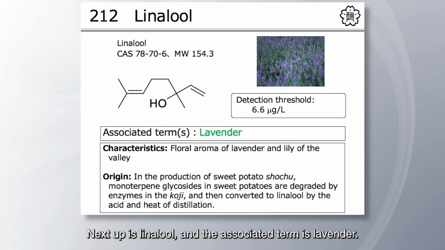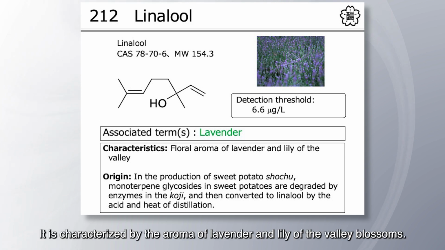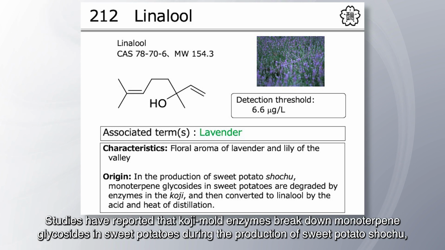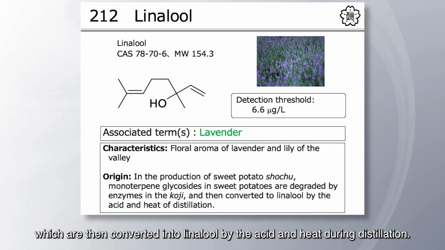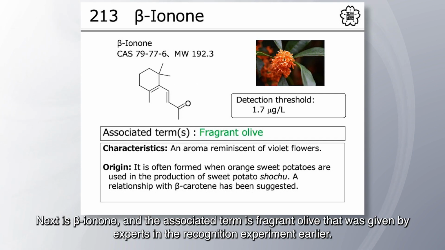Next up is linalool, and the associated term is lavender. It is characterized by the aroma of lavender and lily-of-the-valley blossoms. Studies have reported that koji mold enzymes break down monoterpene glycosides in sweet potatoes during the production of sweet potato shochu, which are then converted into linalool by the acid and heat during distillation. Next is beta-ionone, and the associated term is fragrant olive that was given by experts in the recognition experiment earlier.